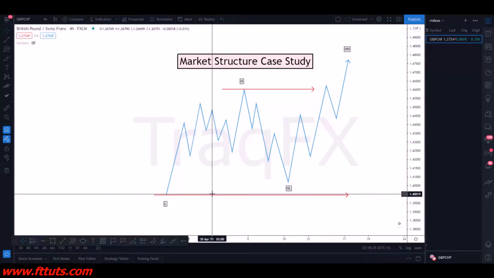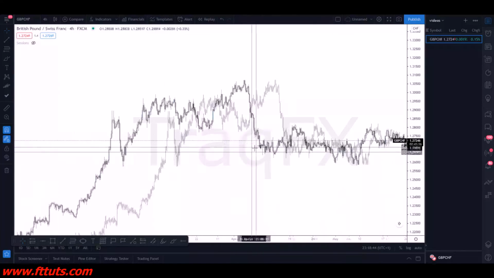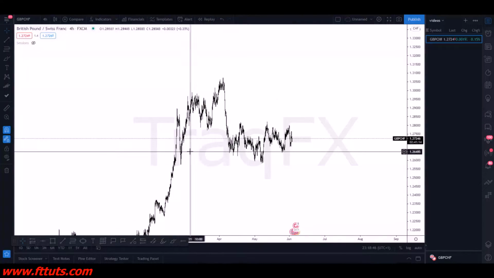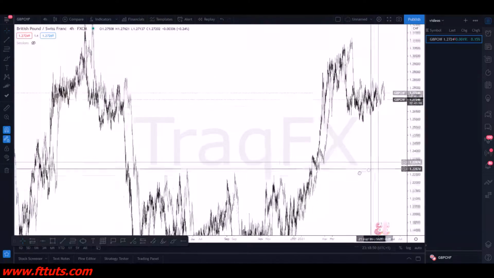But my job right now is to teach you guys how to implement micro and macro structure to find out where price is going to head next and when it's going to reverse. So let's go to the charts right now. This is GBP CHF. Now let's do a deep macro structure analysis on this.